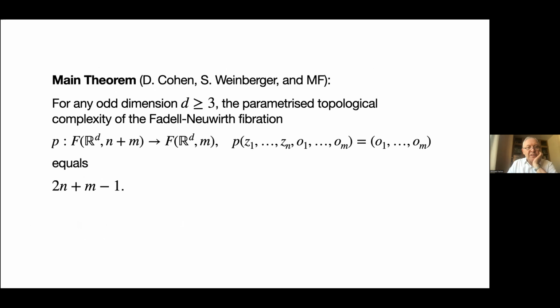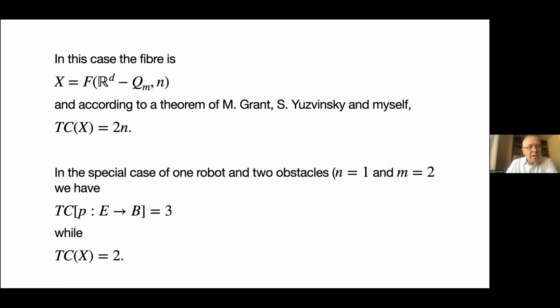However, if we take this Fadell-Neuwirth fibration, the Fadell-Neuwirth bundle, and if the dimension of the space d is odd, which is important here, so for example if the dimension equals 3, then this topological complexity equals twice the number of robots plus the number of obstacles minus 1. This result actually requires some cohomological computations, which I will not do.